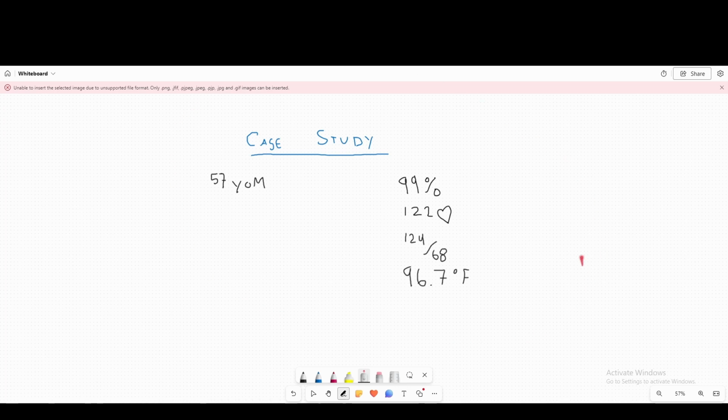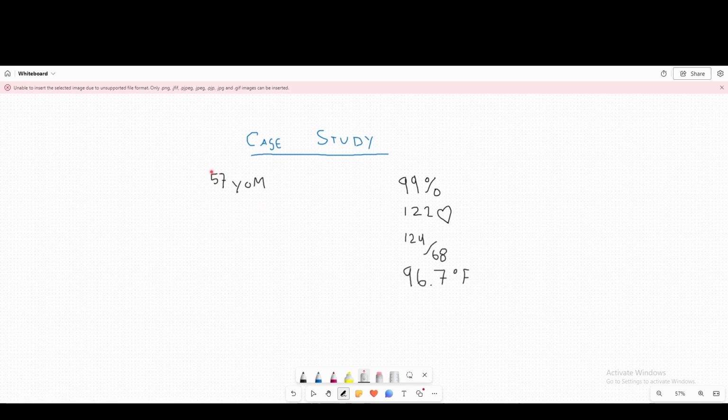So here's a case study that we're going to go over, and hopefully by the end of this video you'll have a better understanding of how you could explain what's going on with this patient. So in this situation, we have a 57-year-old male. You're dispatched to a chief complaint of shortness of breath. You arrive on scene, you see this patient. He is not looking too great. Skin is overall a little sweaty, a little clammy, a little pale. He looks extremely short of breath.